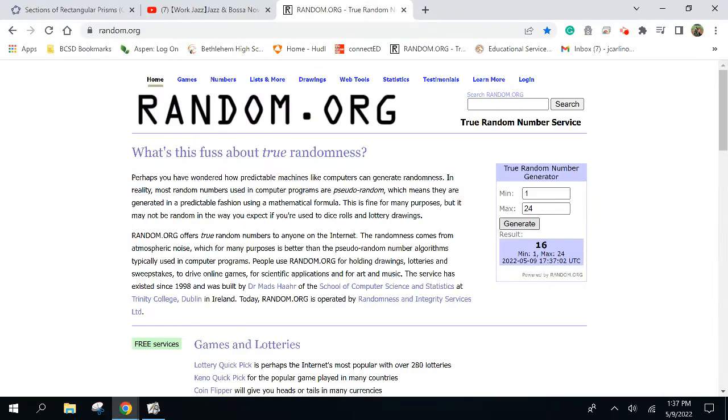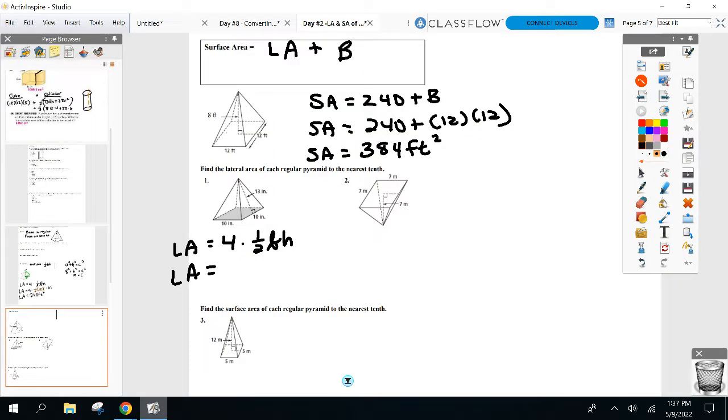All right, 16. On one of those triangular faces, what are the base and the height? 10, 13. And we get 260 square inches.